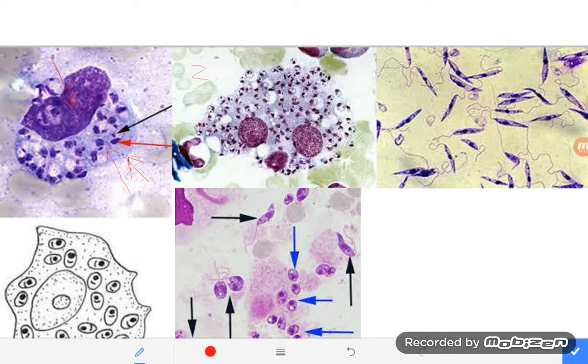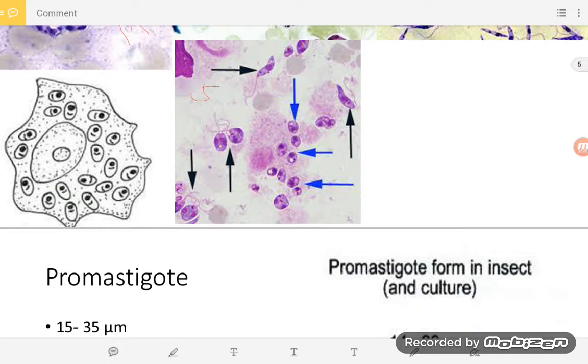And here in the fifth picture, you can see both forms. The blue arrow marks indicate one form, and the black arrow mark indicates the other form.